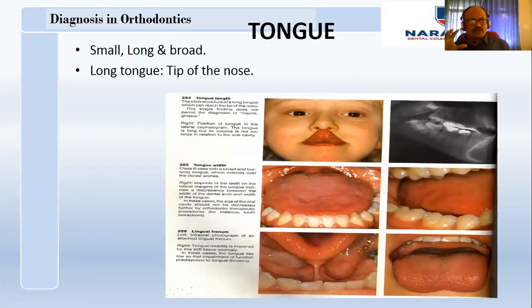Normally, how will the tongue be? If you clearly observe your tongue, it lies in the trough. It lies within the trough of the mandible.